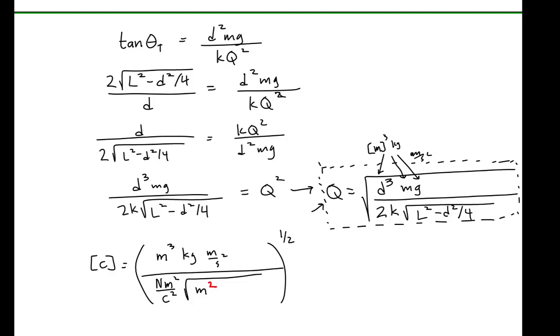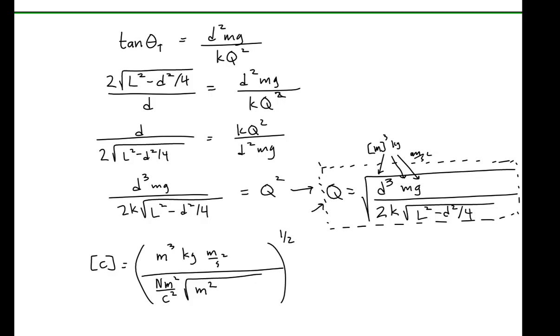D squared is a meter squared. Now, I'm not going to actually subtract them. All I really care about is both terms have the same units. The units are a meter squared. So I know under the square root, we have units of a meter squared.